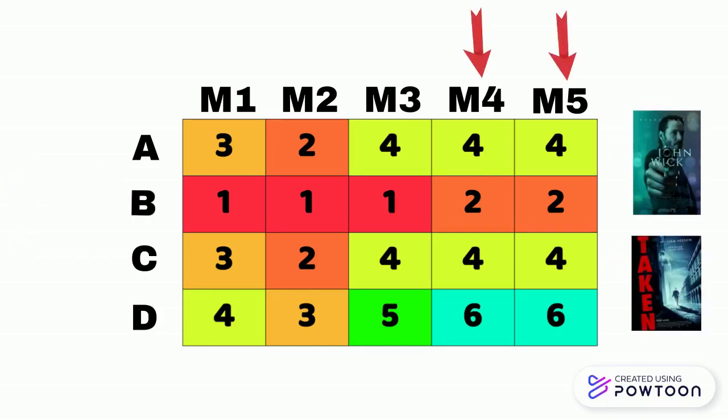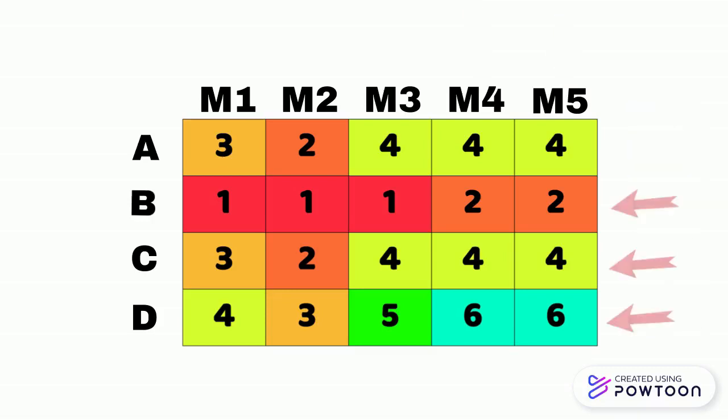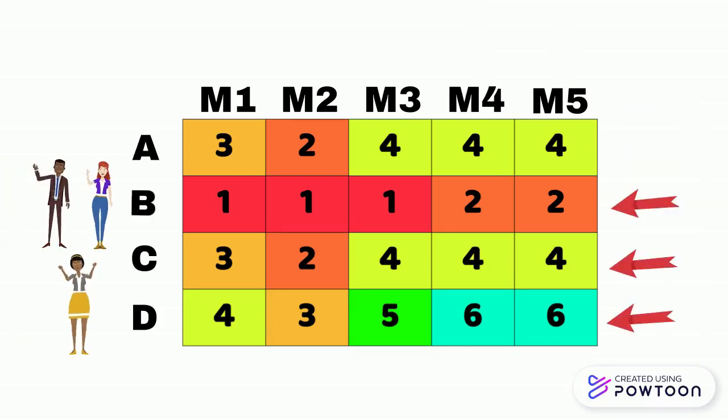Next, we notice that the last 2 columns are the same as well. This can mean that these 2 movies are similar and that people generally give them the same ratings. Then, if we look at the last 3 rows, we see that if we add the first 2 rows together, we get the third row. This means that user D shares interests with both users B and C.